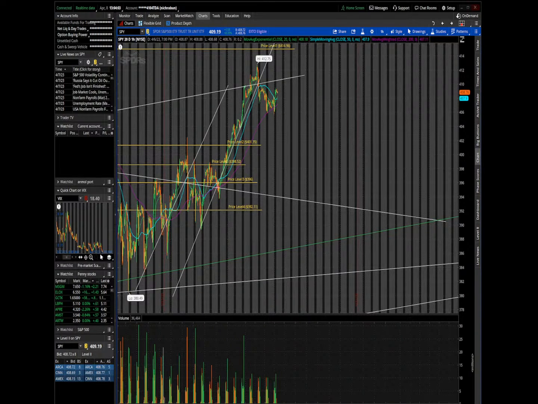Levels, how to get good entries, as well as how to find good entries to ensure that you can capitalize on making profits. That's what we're looking for today.